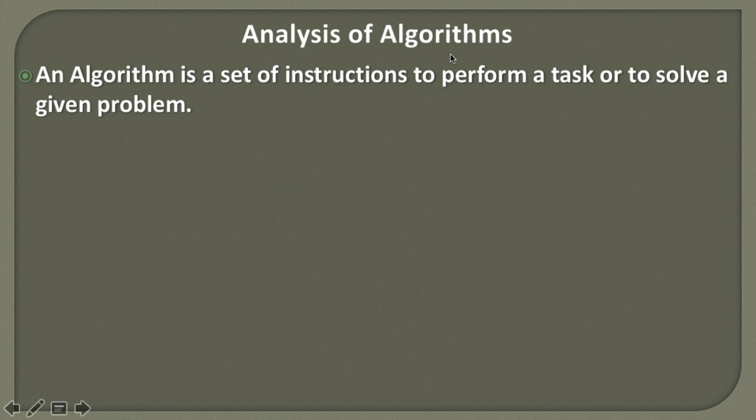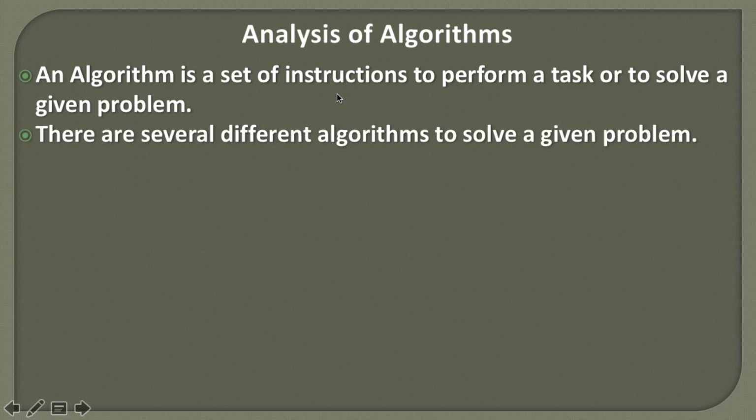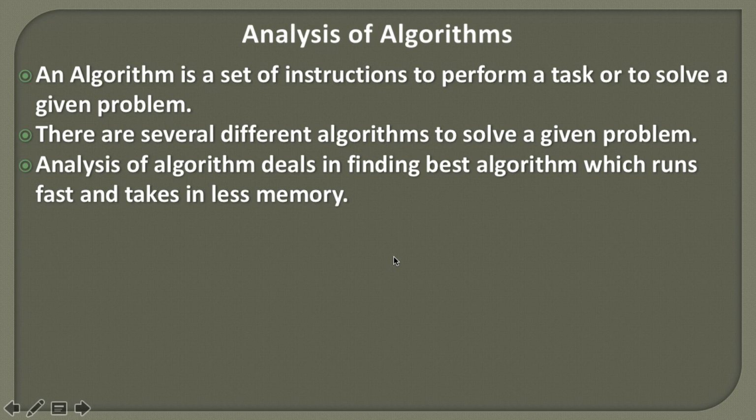Before that, we saw in our previous section that an algorithm is a set of instructions which we use to perform a task or to solve a given problem. When we talk about analysis of algorithms, this set of instructions is very important. And why are they important? Because in order to solve a given problem, there can be several different algorithms. So our analysis mostly deals with finding the best algorithm, which runs fast and takes less memory.